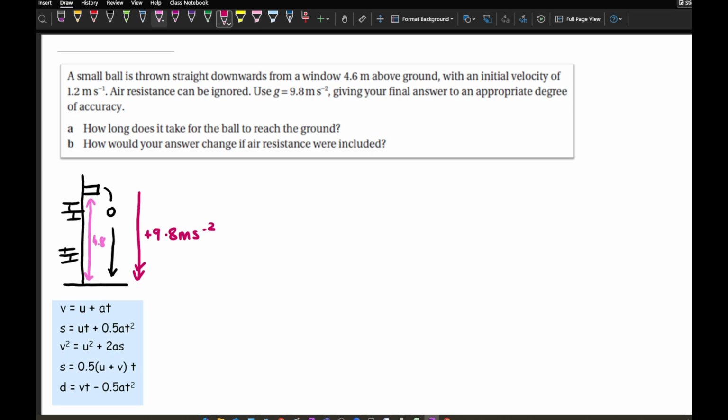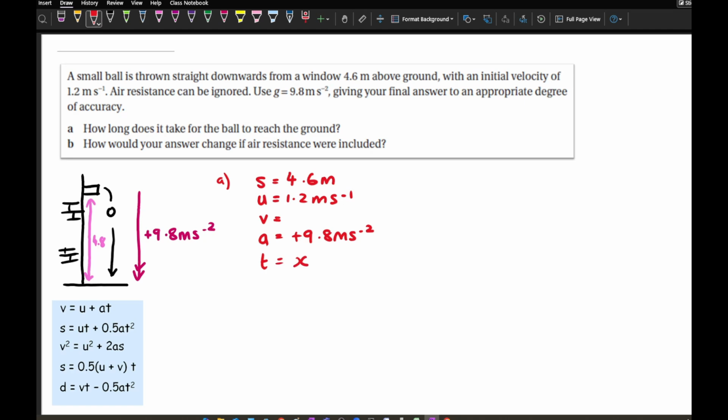Now, if we start these particular questions by stating our SUVAT, and this is part A that we are looking at, so we've decided that S is going to be positive because it's in the same direction as gravity, which is going to be 4.6 meters. Our initial velocity, as stated in the question, is 1.2 meters per second. Our final velocity we don't know, and our acceleration is positive 9.8 meters per second squared, and the question's asking me to find the time, which I'm just going to call x.